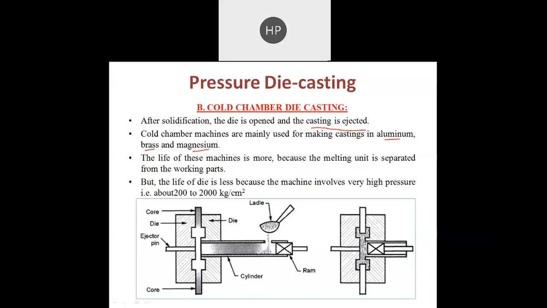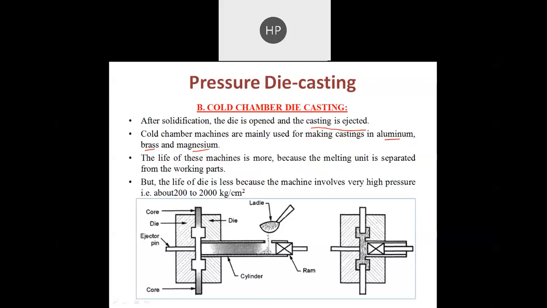The life of this machine is longer because the melting unit is separated from the working parts. So this is why cold chamber die casting has this advantage that it has a longer life compared to hot chamber die casting, because in this one the furnace is a separate part. It is not an integrated part of the machine, so the working parts are not affected by it, and that is the main advantage of cold chamber die casting.